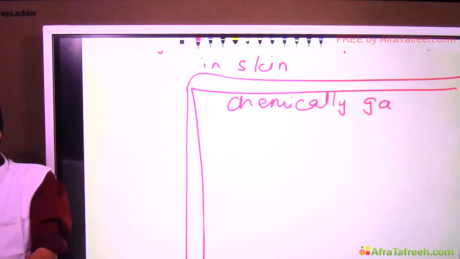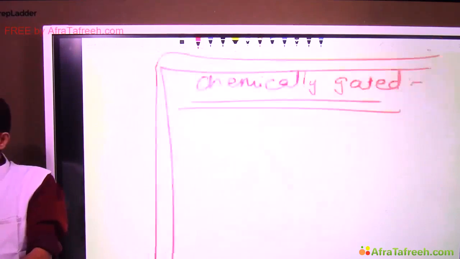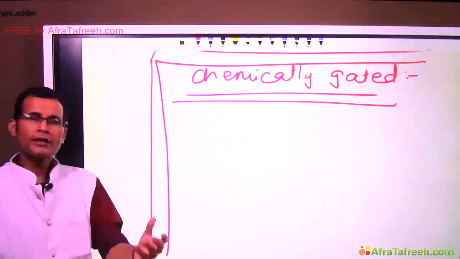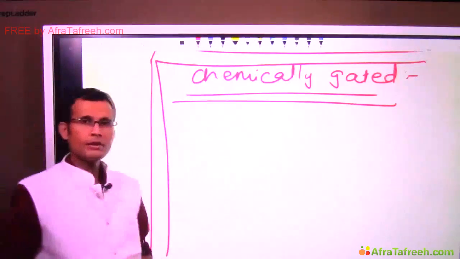Chemically gated channels. You would be surprised and you will ask, why am I putting it separately? Ligand gated channels are chemically gated channels. So why am I putting these separately?